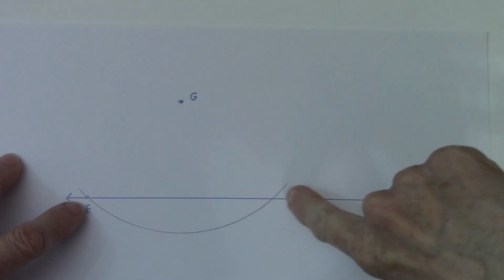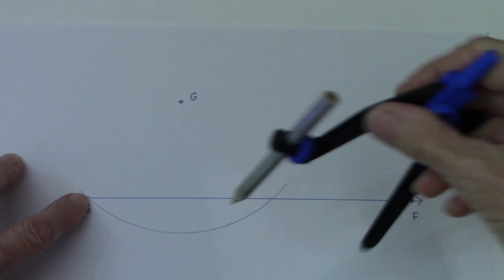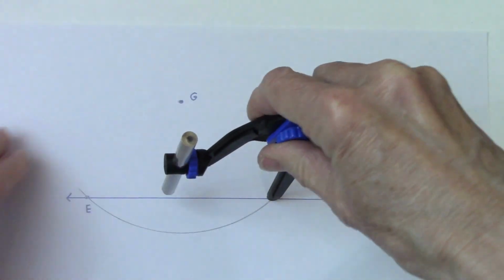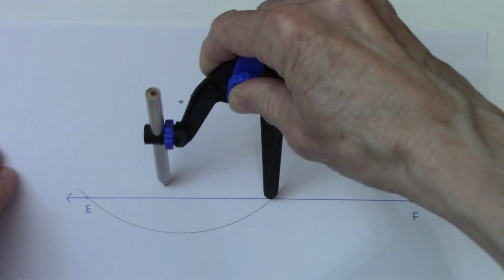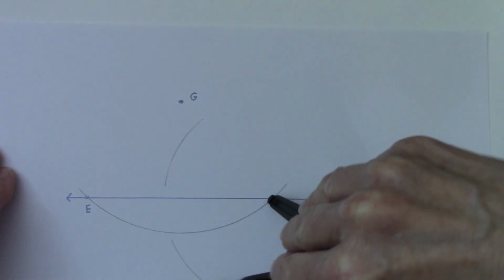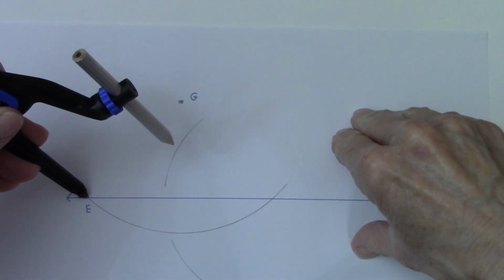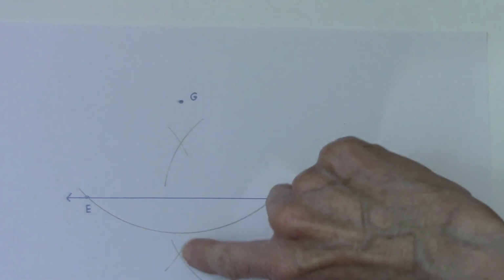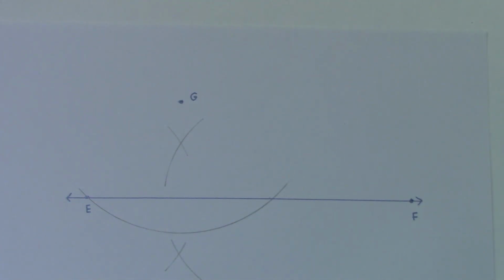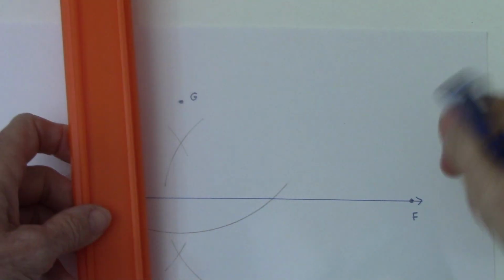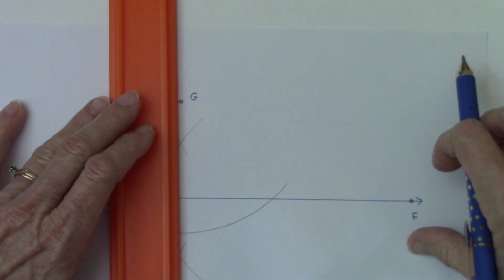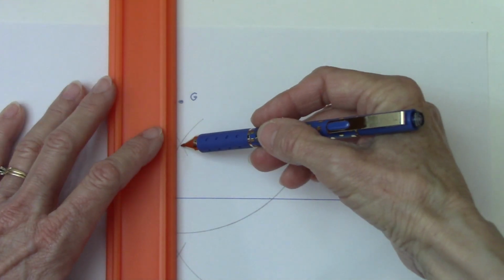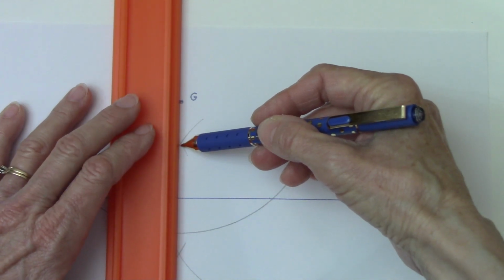Now in this arc I want my compass open more than halfway, which it is, and I'm just going to close it a little bit. Still more than halfway, and I'm going to make an arc going up and below, and on the other side I'm going to make my arc going up and below, and you see we have the little X's like we did when we were looking for the perpendicular bisector. Now when I use my straight edge, the center here and G should all line up.